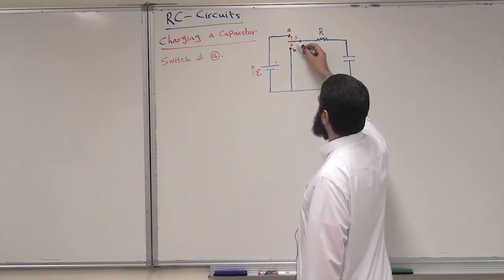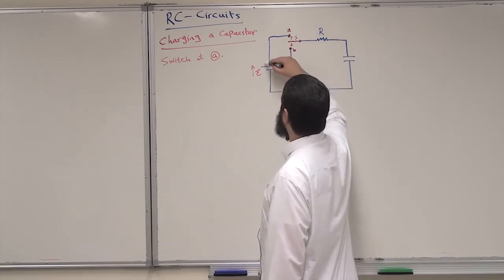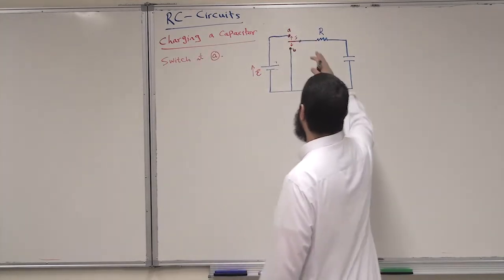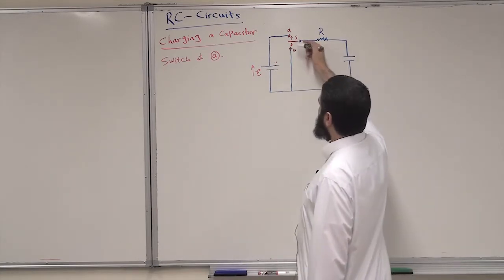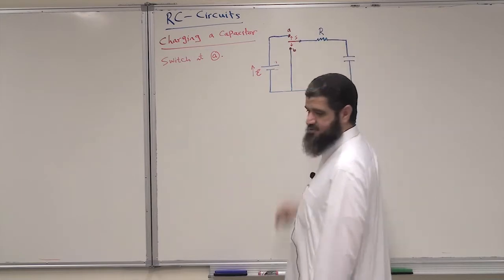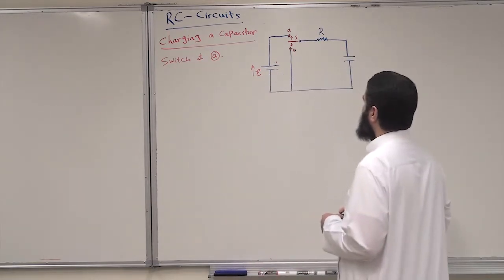Here we have a switch. When the switch is connected at A, we call this process charging of the capacitor. After we charge the capacitor, we can put the switch on position B, and the capacitor will discharge. Let me start with charging of the capacitor.